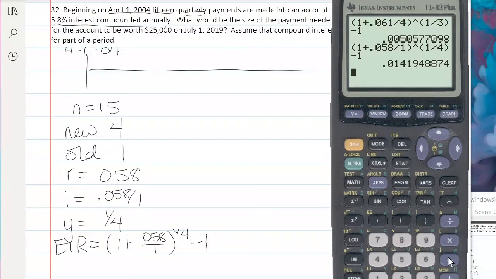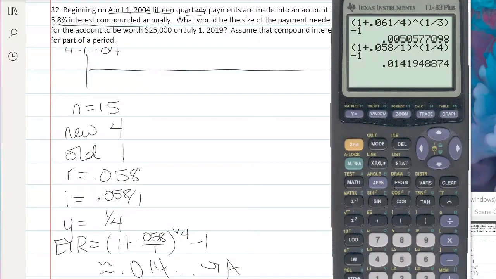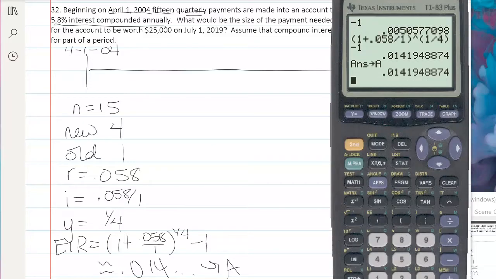So we get 0.014. But it keeps repeating, so again, we're going to store that as A. Okay, so that's stored as A.